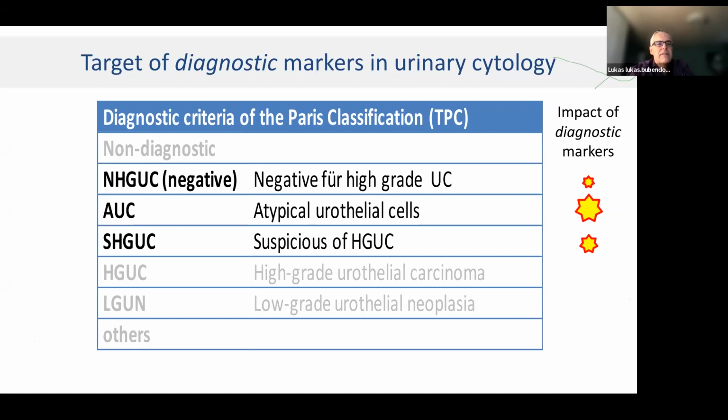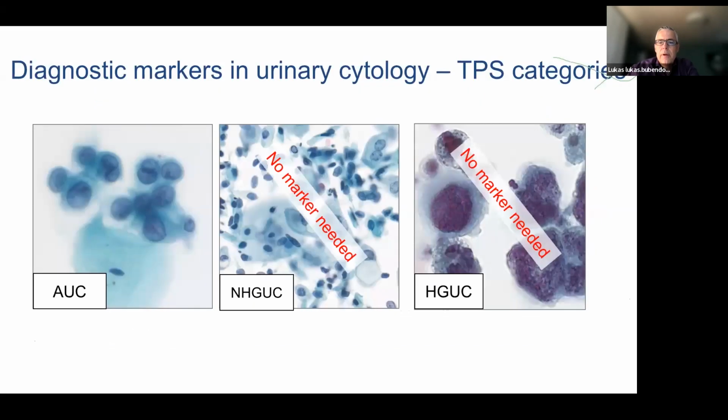In individual cases of suspicious for high grade, the clinicians want more certainty, and then you might still send the specimen for molecular or diagnostic testing. So again, to emphasize, in case of high-grade urothelial carcinoma, no markers needed.